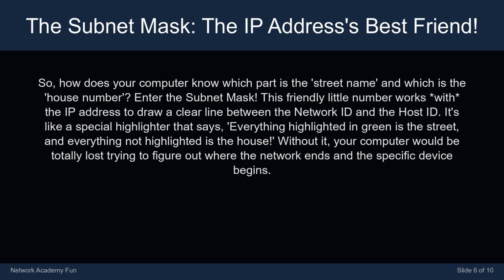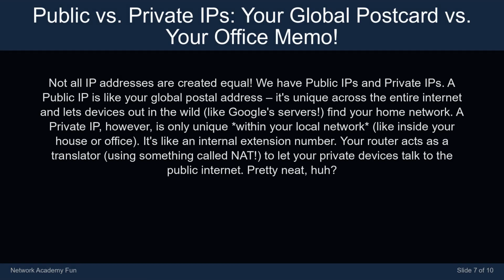So, how does your computer know which part is the street name and which is the house number? Enter the subnet mask. This friendly little number works with the IP address to draw a clear line between the network ID and the host ID. It's like a special highlighter that says, everything highlighted in green is the street, and everything not highlighted is the house. Without it, your computer would be totally lost trying to figure out where the network ends and the specific device begins.